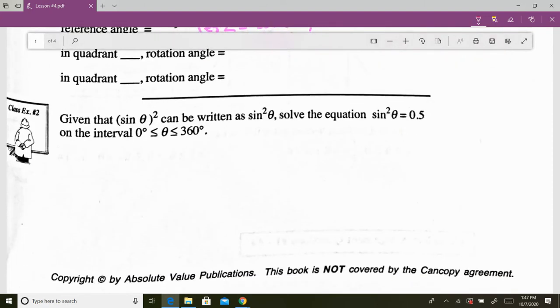All right. So let's look at this next one here. Given that sine theta squared, so this is just a notation that they're saying at the beginning. When you want to write sine theta all squared, this is the notation they use, sine to the power of 2 theta, okay? So if I want to solve this, I'm actually solving this.